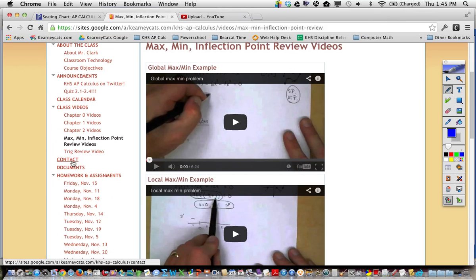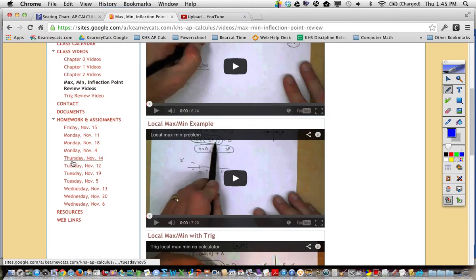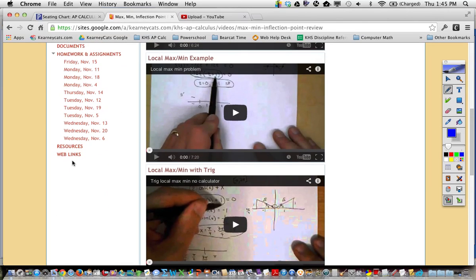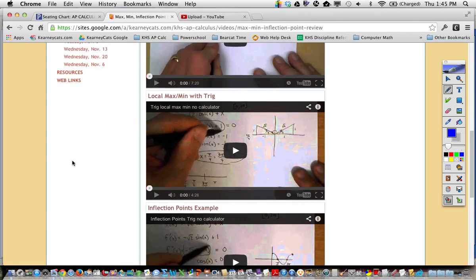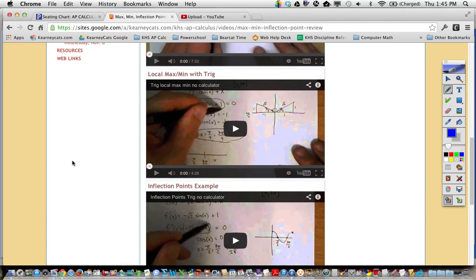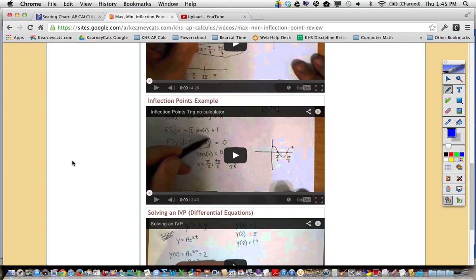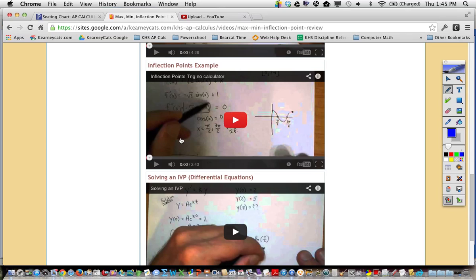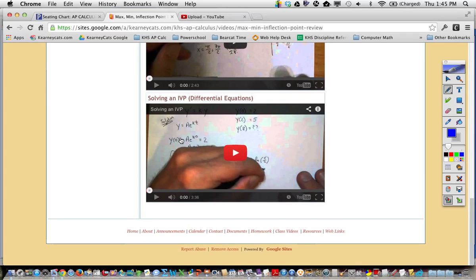Okay, here's a global max min problem with a polynomial example. Here's a local max min problem. Here's a local max min with trig. Here's an inflection point with trig, no calculator. And then here's solving an initial value problem, a differential equation. So those might be ones, like I said, they're 2, 3, 4, 5 minutes long is all.